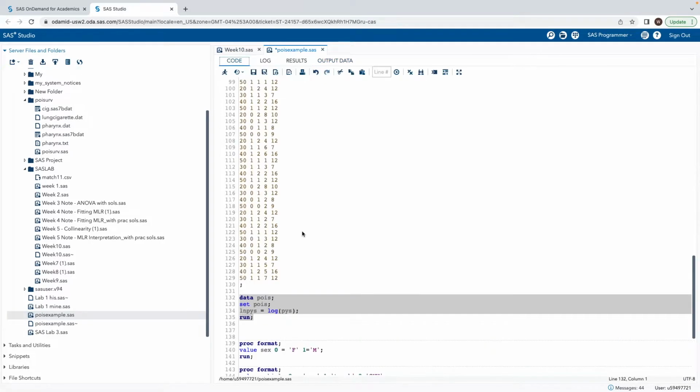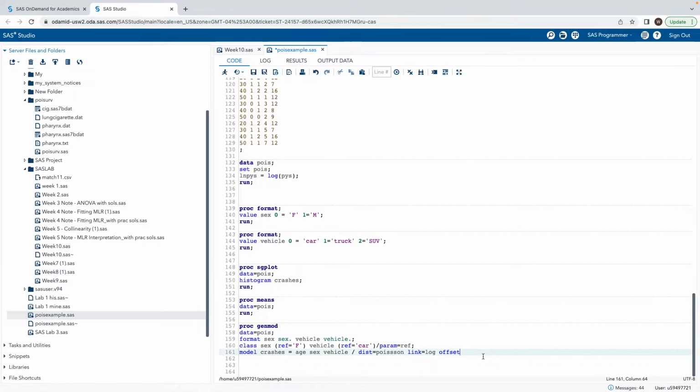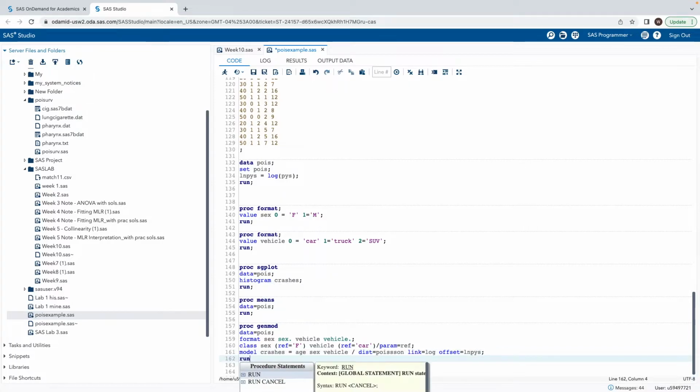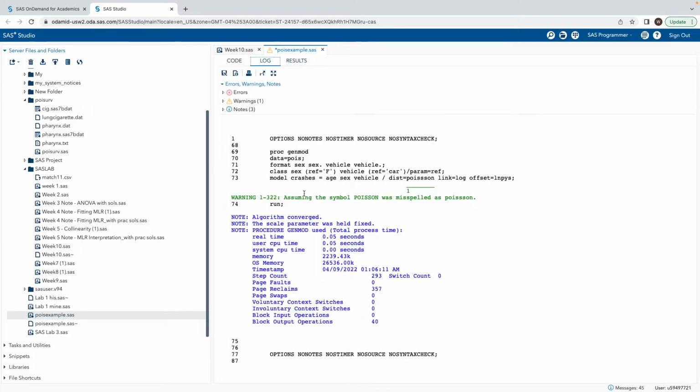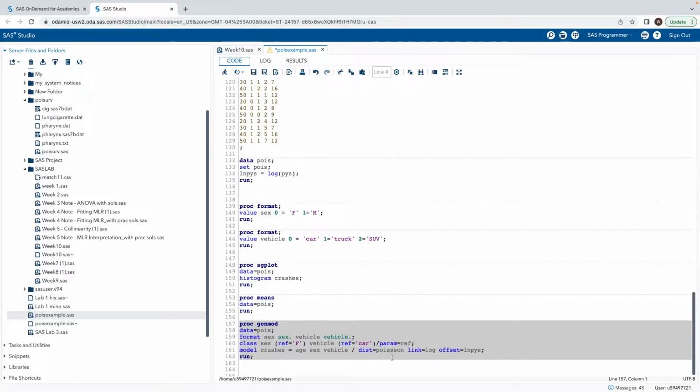Yeah, okay, nice. Okay, so we write offset equals ln person years, and this should run a Poisson regression. What went wrong? Thank you, SAS. SAS was able to recognize that I spelled Poisson wrong. I didn't even know SAS could do that.